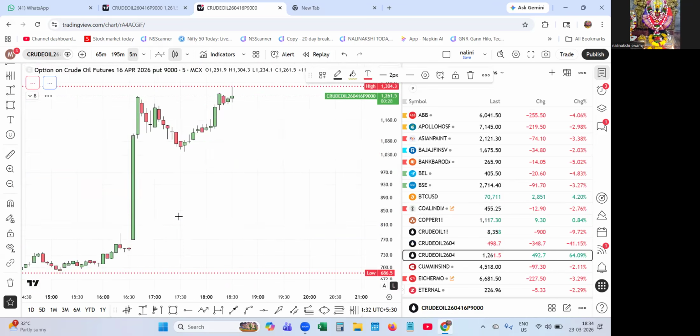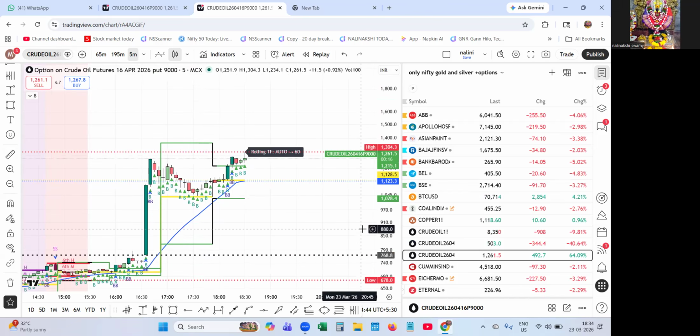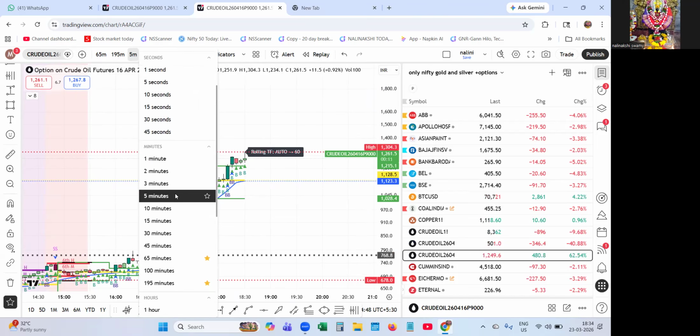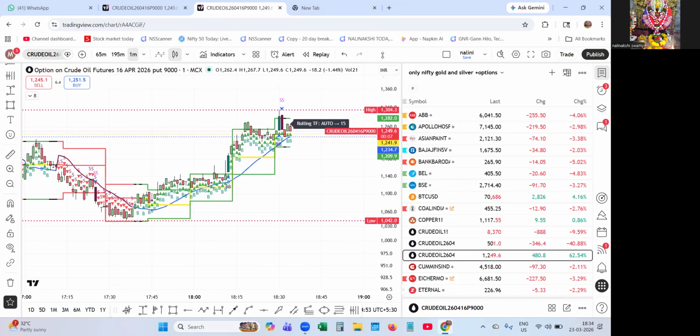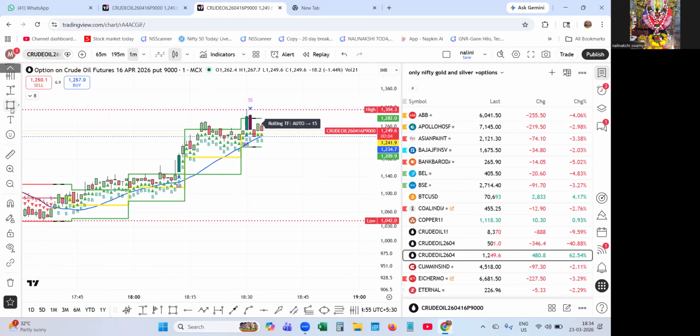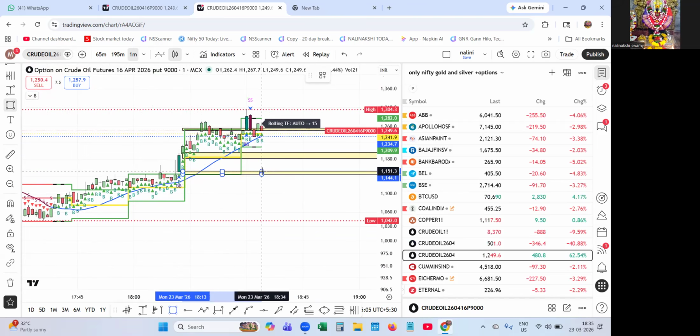Let me go to the put option over here. Put option in the crude oil, and so much of money. Retailers can trade because it has been increased exorbitantly. Same way you can make the box. So suppose you want to enter now. You got this box. Mark the pivot, mark the resistance, and mark the support.